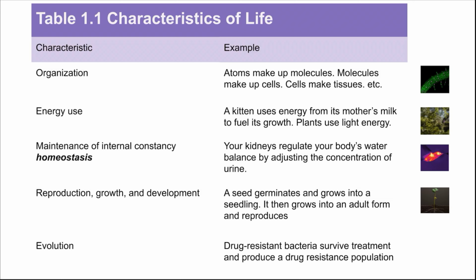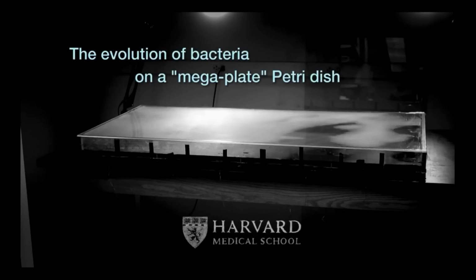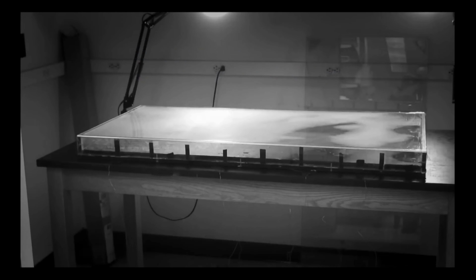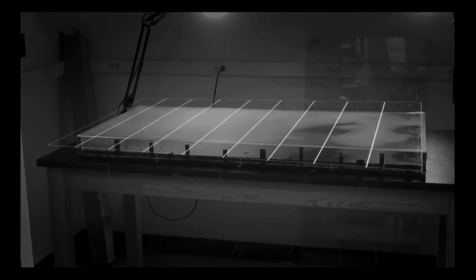Another characteristic of life is its ability to evolve. An example of that is bacteria and its ability to quickly evolve resistance to antibiotic drugs in a lot of different environments. Because bacteria reproduce so quickly, you can actually visualize this with a clever experimental setup and watch the flow of evolution over a well set up petri dish. And what you have is a huge plate of agar, and it's set up in a lot of different bands.